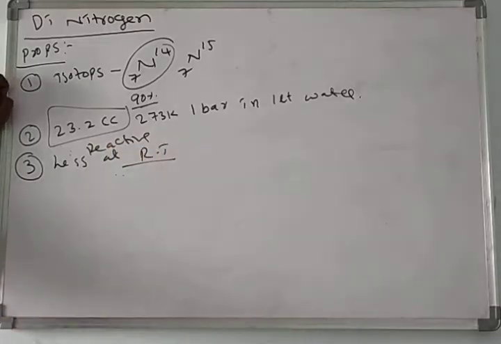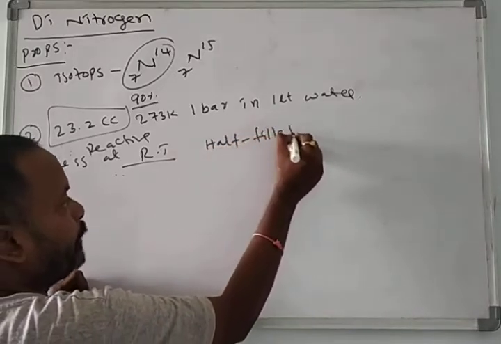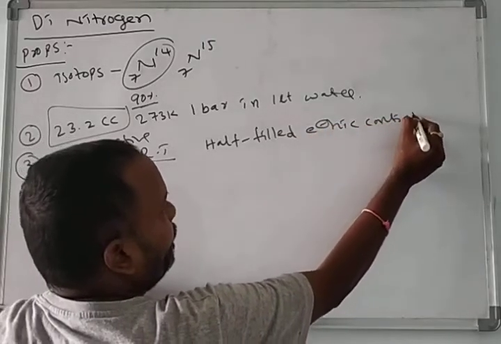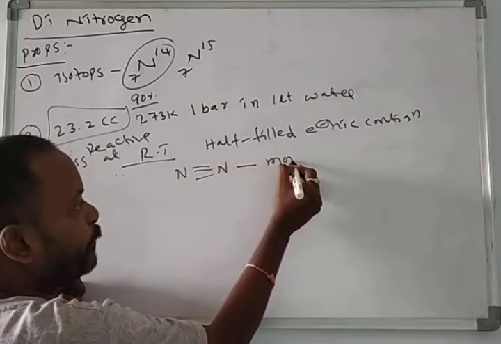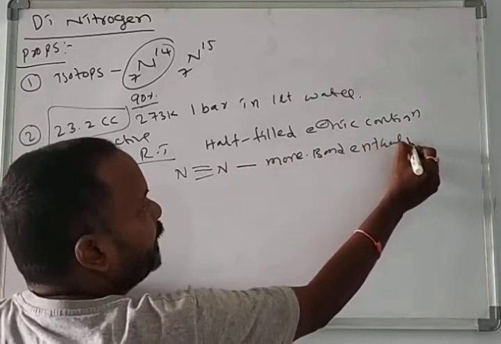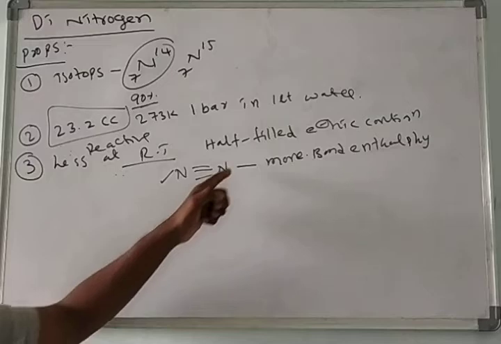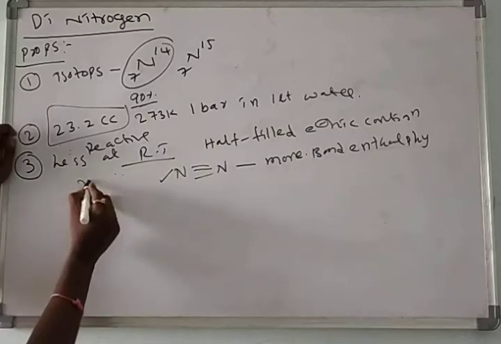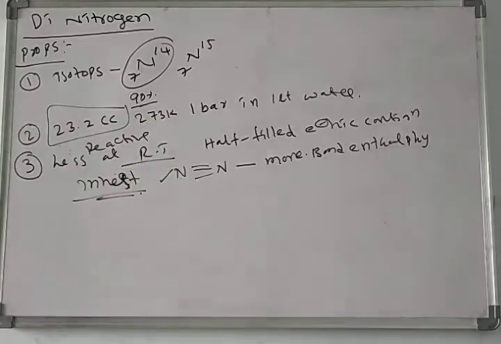Why is it less reactive at room temperature? Due to the half-filled electronic configuration and the high nitrogen triple bond enthalpy. Due to the more bond enthalpy of the nitrogen triple bond and the electronic configuration, nitrogen is less reactive, and sometimes it is considered inert at room temperature.